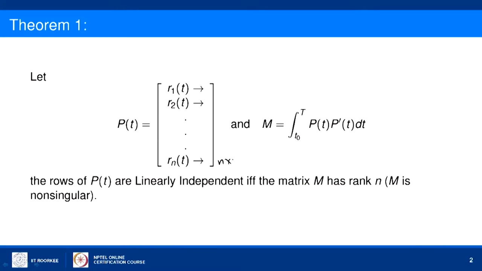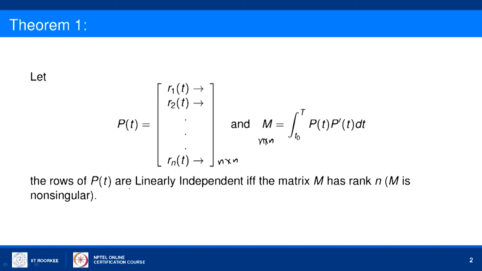If P(t) is an n cross n matrix with rows R1, R2, ..., Rn as functions of t, and M is a constant matrix given by the integral from t0 to capital T of P(t) P'(t) dt, which is also an n cross n matrix, then the rows of the matrix P(t) are linearly independent if and only if the matrix M has rank n, or in other words, M is non-singular.